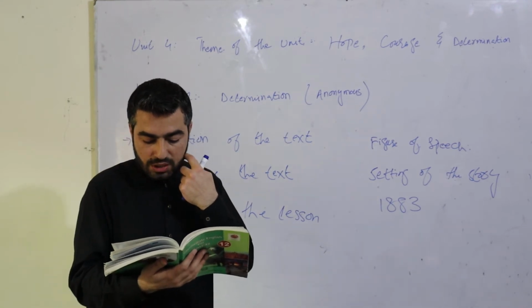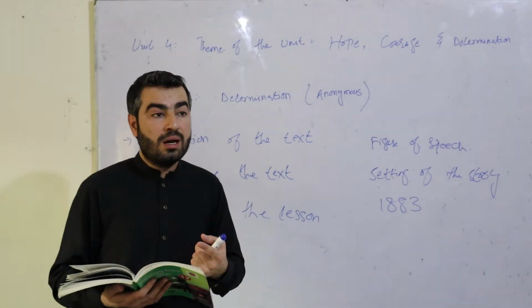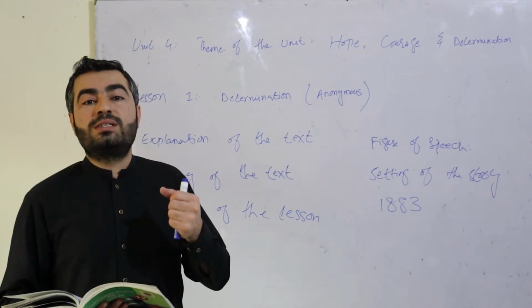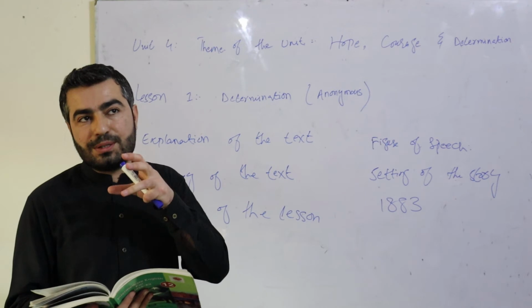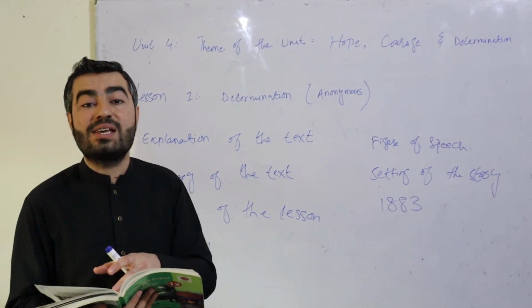John Roebling could not ignore the vision of the bridge he had in his mind. John Roebling was a determined person. Now this is why they have taken this lesson as determination.